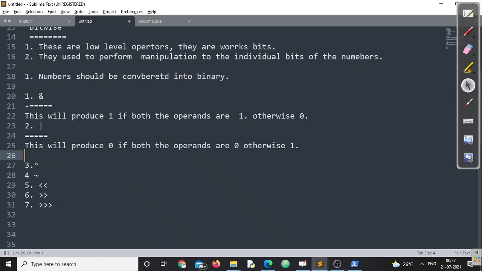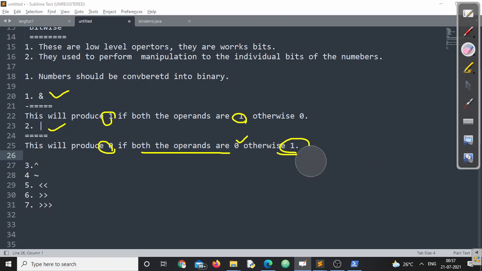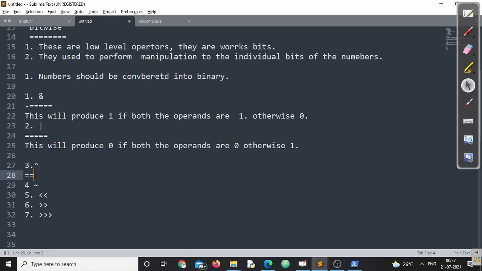The same thing as in logical AND and logical OR. Here this one will produce 1 if both are 1. Bitwise OR operator will produce 0 if both the operands are 0. Otherwise, in all other cases, it will produce 1, right? The next operator is called the XOR operator. XOR means exclusive OR. This is the exclusive OR operator.